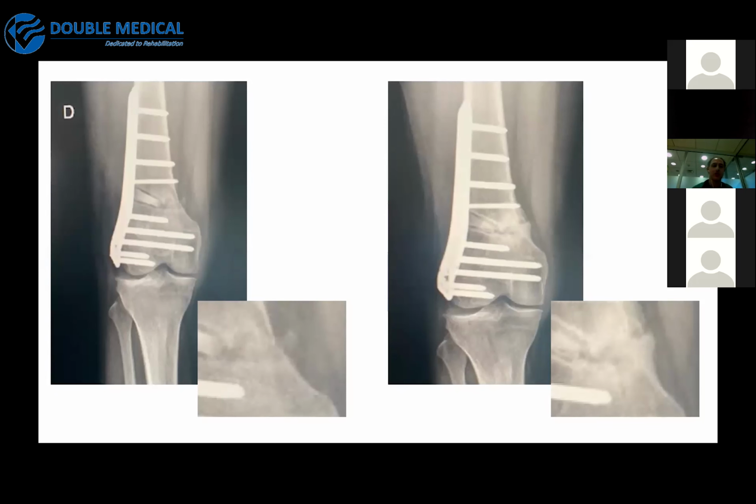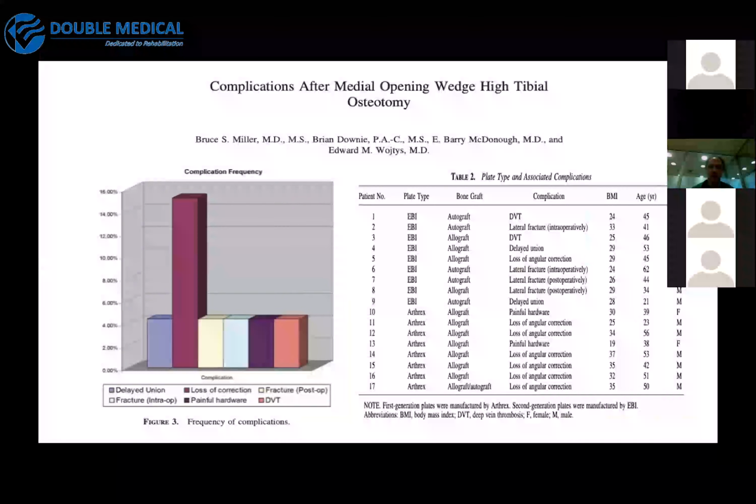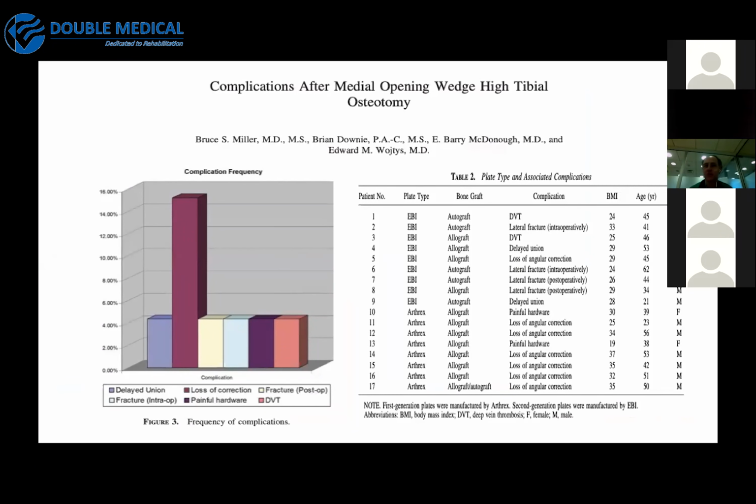Most of the time, we need to add another surgery, like we have to do if we have small plates or weaker plates. So is the kind of plate that we are using important? My answer is yes. This classic article from Bruce Millin and Edward Wojcicki showed 37 to 40% of complications after an HTO.